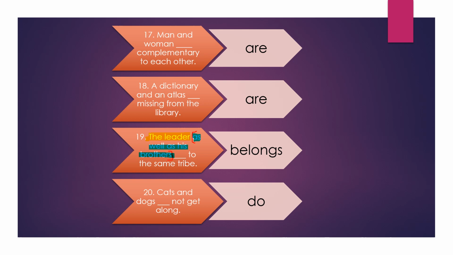Cats and dogs dash not get along. So cats and dogs, two plural subjects joined together using the word and, will definitely take a plural verb. Therefore, do. Cats and dogs do not get along.